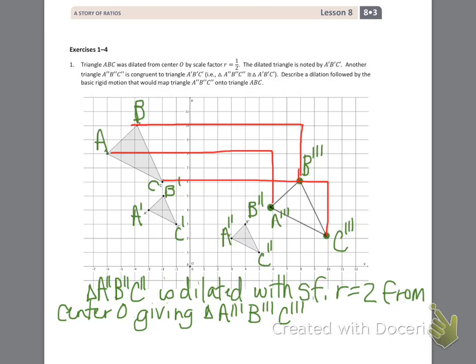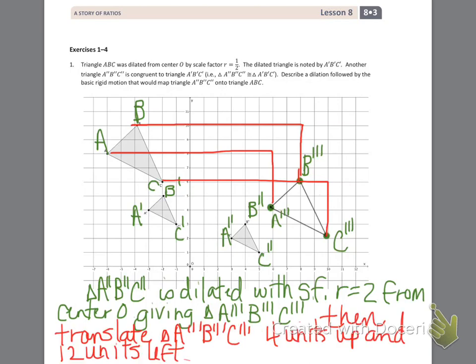And so we would define that by describing that translation. Okay, so all I need to say is, after the dilation, translate triangle A triple prime, B triple prime, C triple prime, 4 units up and 12 units to the left. And that will map, the dilation followed by the translation will map A double prime, B double prime, C double prime onto ABC. Right there.